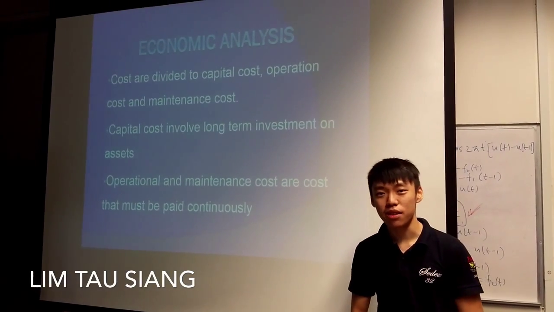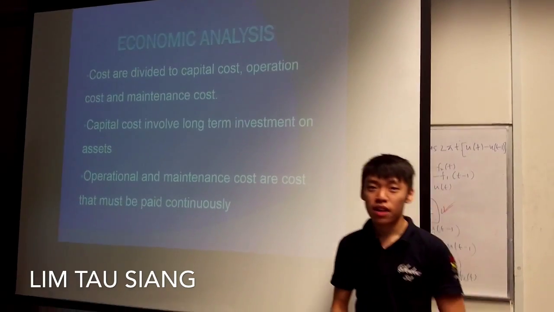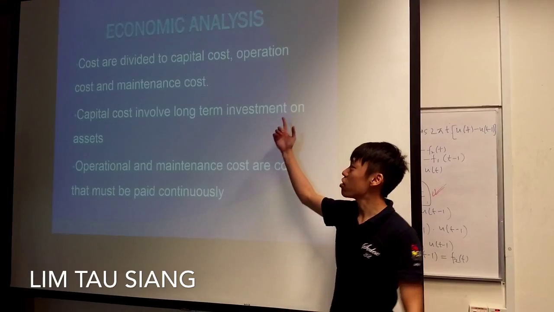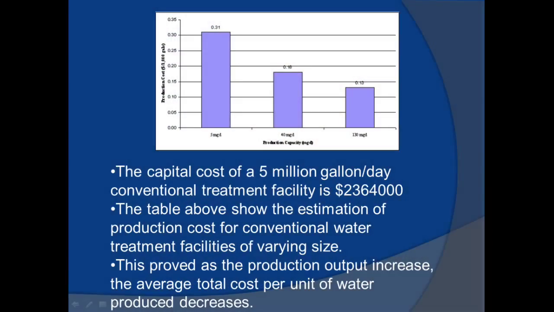Hi, my name is Siang, and I'm going to present about the economic analysis. In general, costs are divided into three parts, which are capital cost, operation cost, and also maintenance cost. All of these costs must be included to account for the total cost of a typical water treatment plant. Capital costs involve long-term investment, which might involve fixed assets such as cost of equipment, installation, piping, instrumentation, and control.